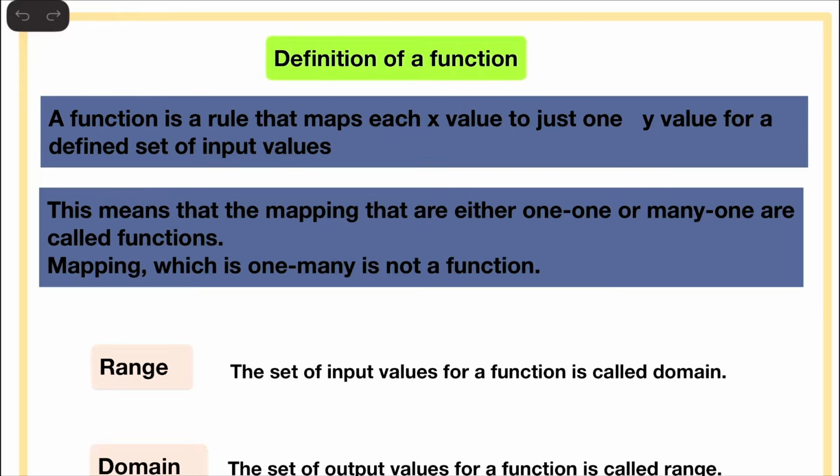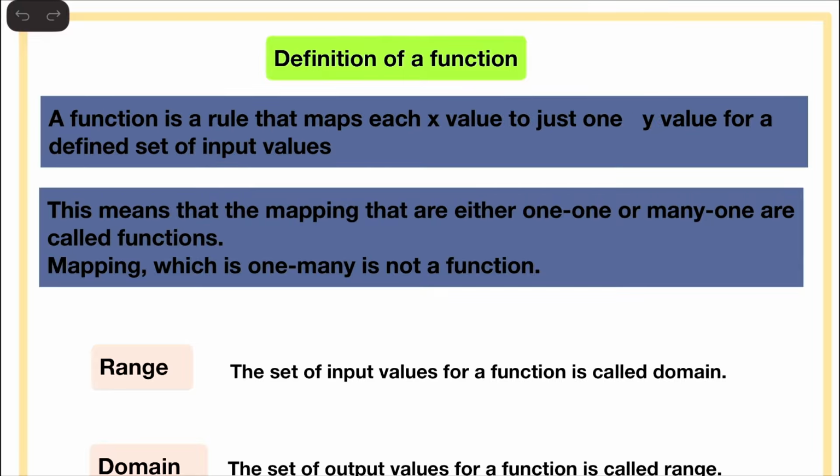Definition of a function. A function is a rule that maps each x value to just one y value for a defined set of input values. This means that the mappings that are either one-one mapping or many-one mapping are considered as functions. Please understand that a mapping which is one-to-many is not a function according to the definition given above. Mapping is the topic which we have done in video number 1.